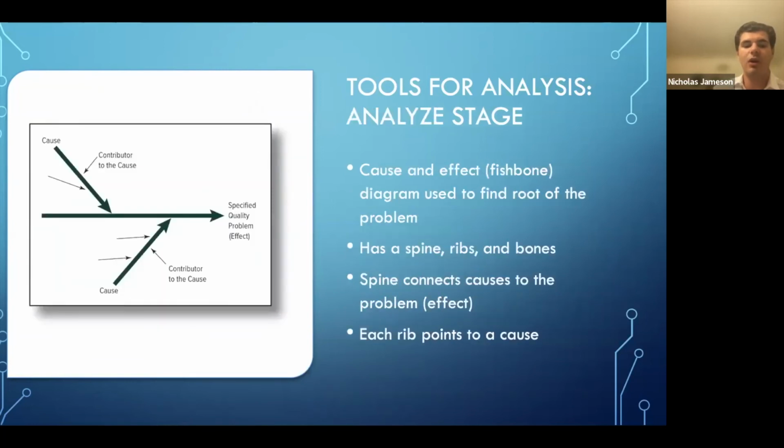So after major quality problems have been identified, cause and effect diagrams may be used in the analyze stage. A cause and effect diagram, also known as a fishbone diagram, organizes a chain of causes and effects to sort out root causes of an identified quality problem. The diagram consists of a spine, ribs, and bones. At the right end of the horizontal spine is an identified quality problem. Each rib pointing into the spine describes the main cause of the problem. Bones pointing to each rib are contributing factors to the cause.